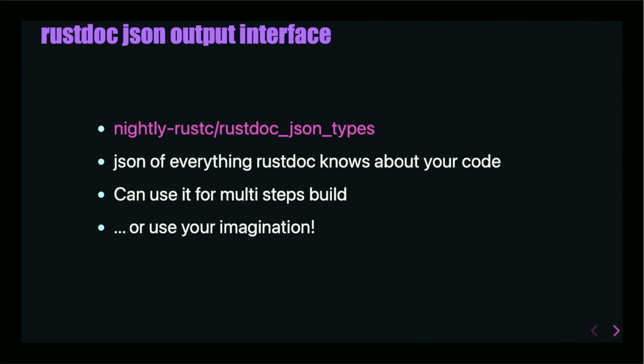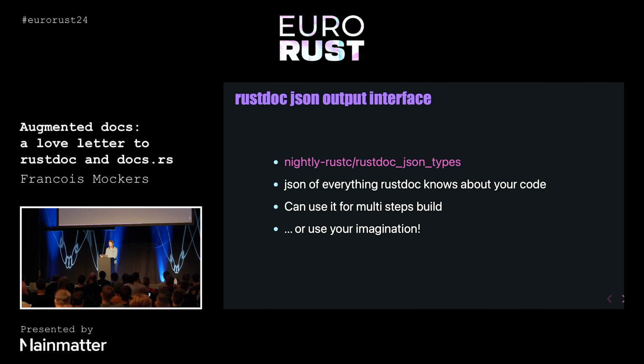There is a talk just after this one in the side track about using the Rustdoc JSON output to generate a C++ API. It's very powerful if you want to do strange things.